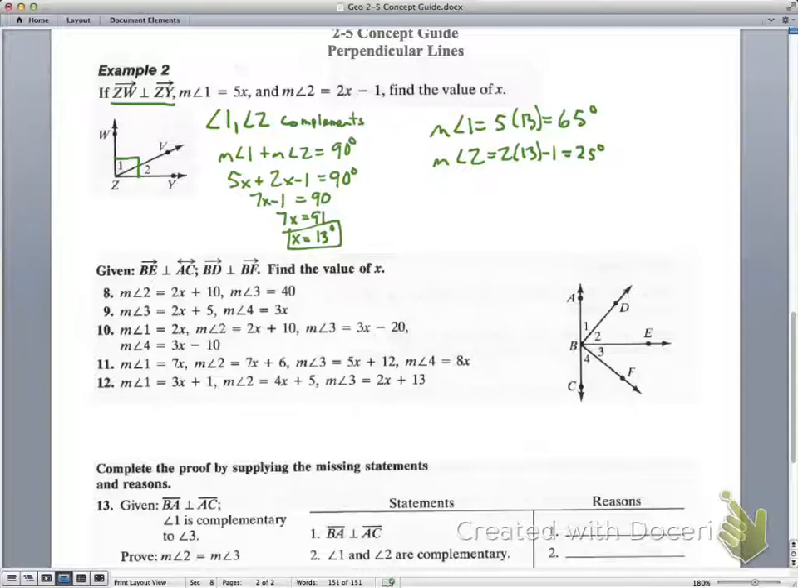Let me help you get this set up here. If ray BE is perpendicular to line AC, then we have right angles here. Then if rays BD and BF are perpendicular, then we have a right angle here. So we're going to have complementary angles throughout here. If they're complementary, of course, they're going to add up to 90. See if you can make some equations and solve for x here, 8, 9, 10, 11, 12.